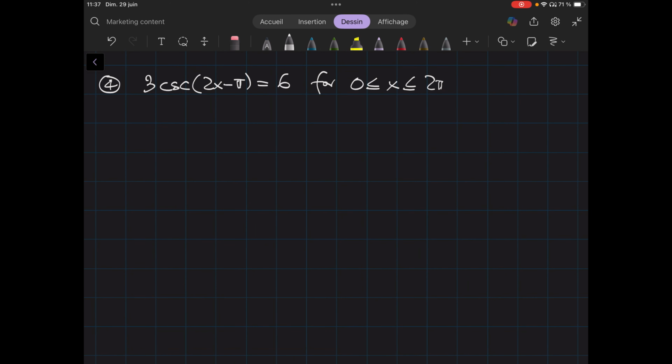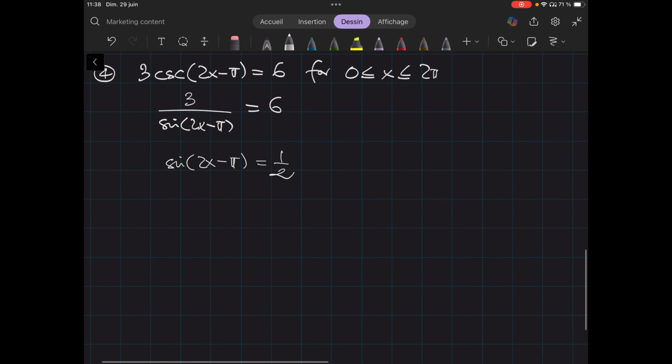Questions 1 to 3 are rapid fire questions. Question 4 should not take you that long. We now have to solve this equation. Cosecant is 1 over sine. So we have to solve the equation: sine of 2x minus pi is equal to 1 by 2.